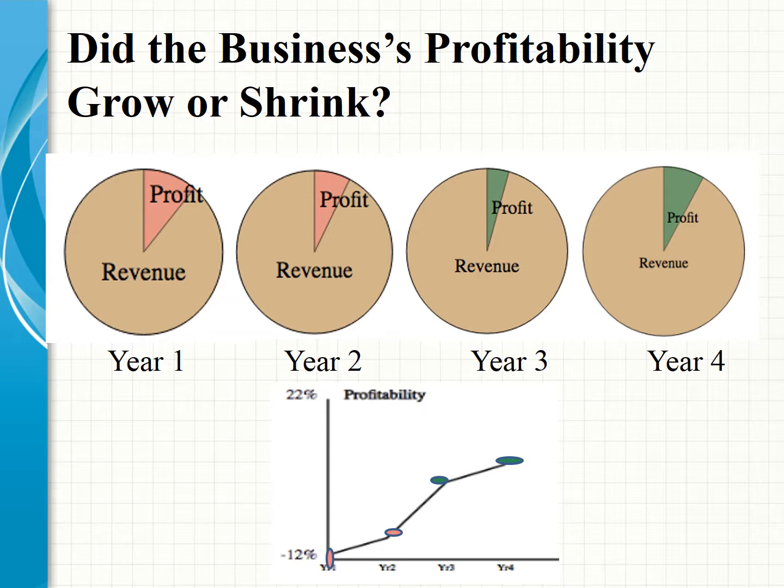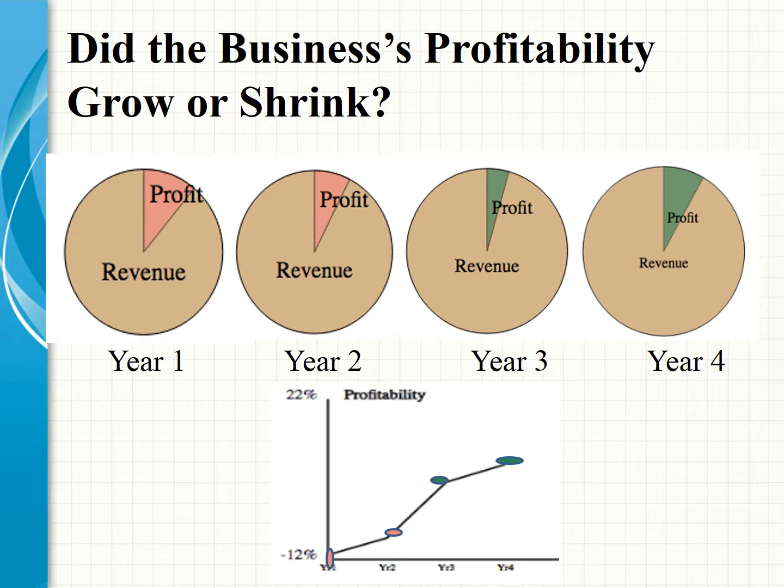Year 1 and year 2, the pie wedge is red, which means the business operated at a loss during the first 2 years. Year 3 and year 4, the pie wedge is green, which means the business operated at a gain or profit during year 3 and year 4. Please note, you can see the profitability line of the graphs on the bottom of the pie charts going up in year 3 and continuing in year 4. This means the business operated at a profit in those years.